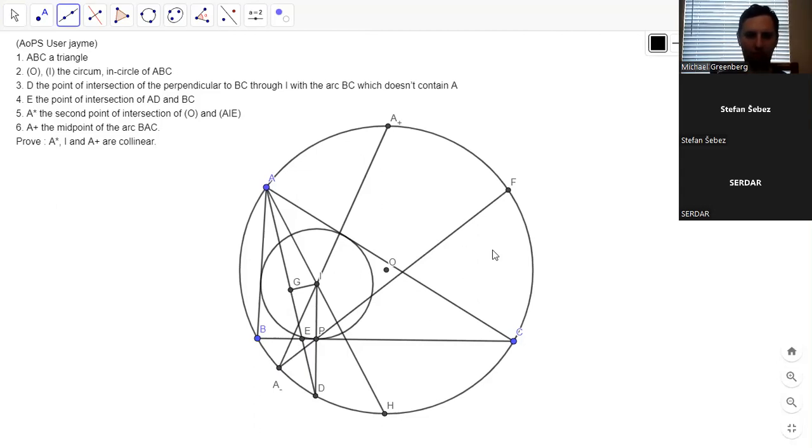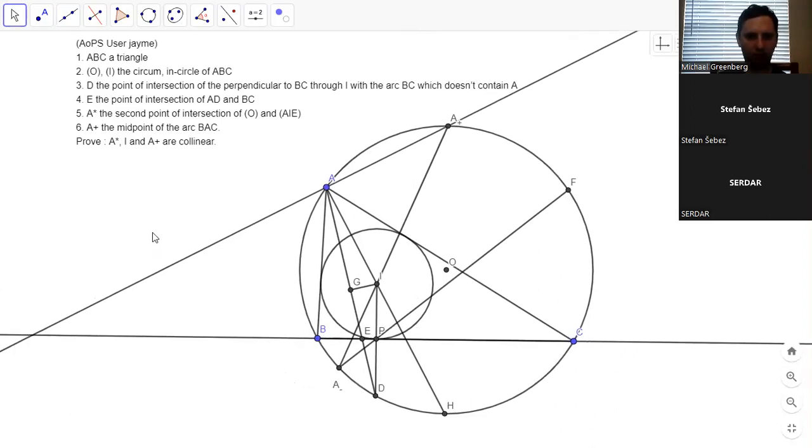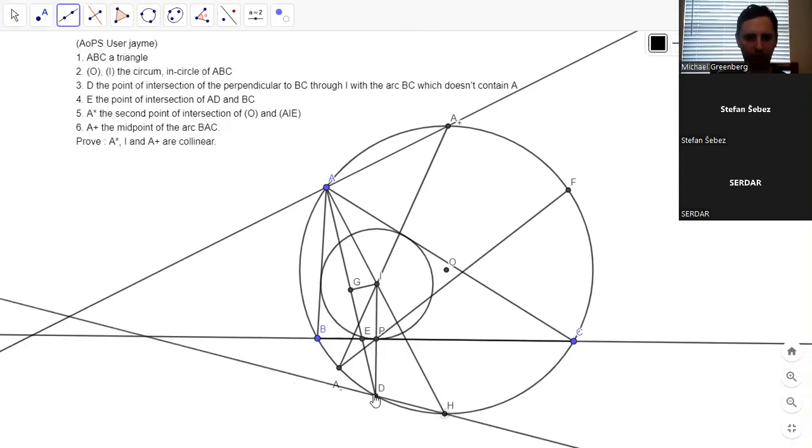We intersect A plus with BC. H or A plus and A. Yes. And DH, I guess DH passes through that point. Okay. No, I don't think so. Do you want me to draw DH or just that? No, okay. There was another line, I guess.